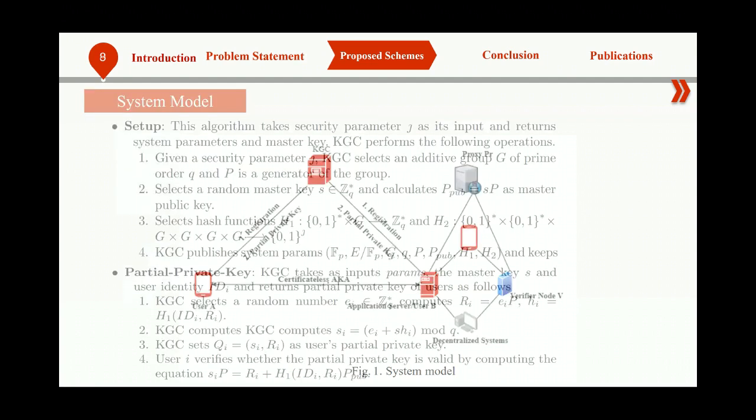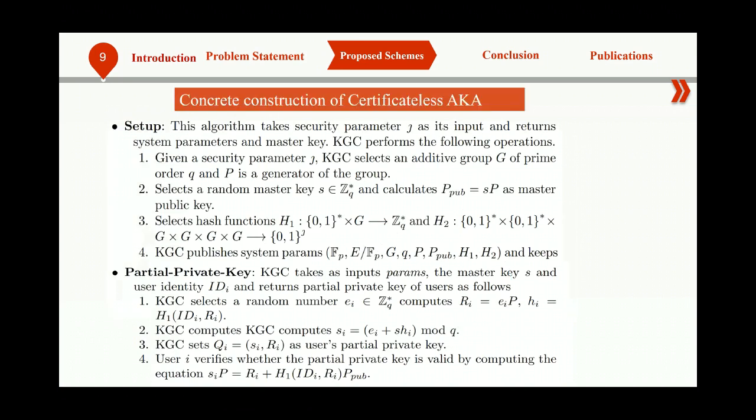So we can see what's happening with the concrete construction of our protocol. As I previously mentioned, there's a setup. In setup, there's a creation of public parameters. The KGC selects an additive group G of prime order q, and P is said to be a generator of the group. Also, there is a generation of a master secret s from the group Z_q to calculate P_pub, which is the master public key.